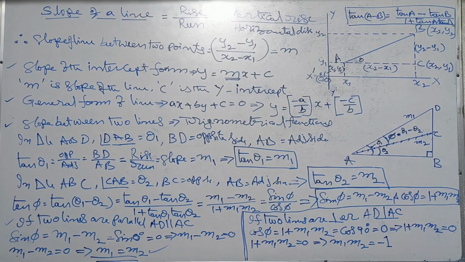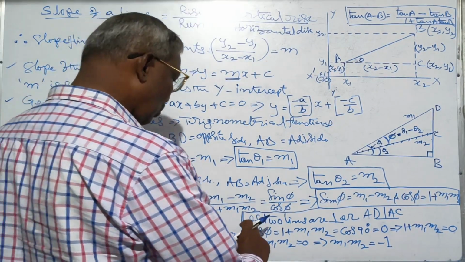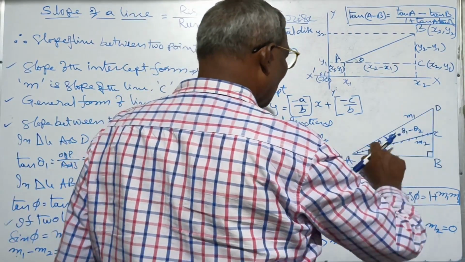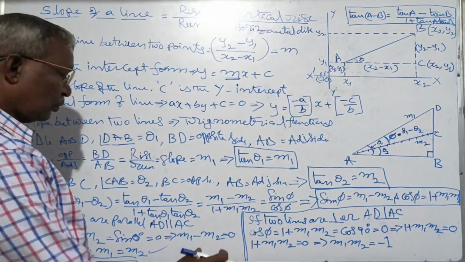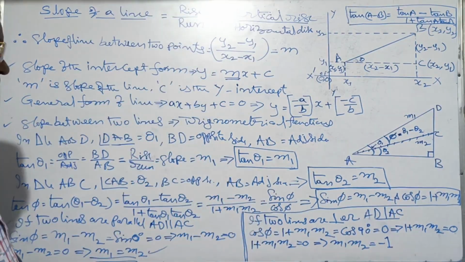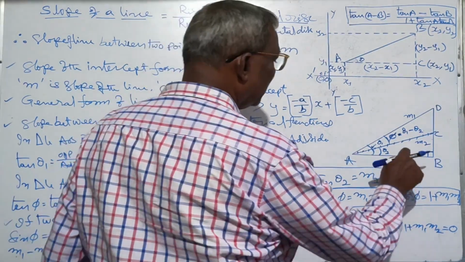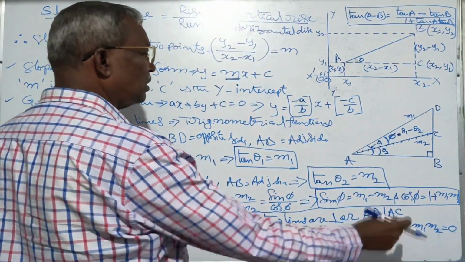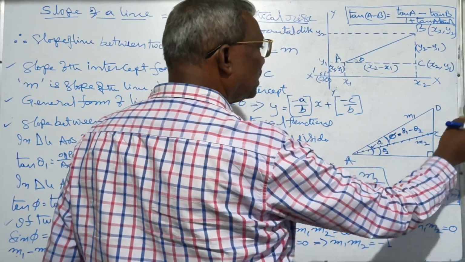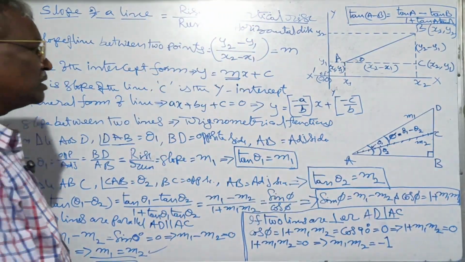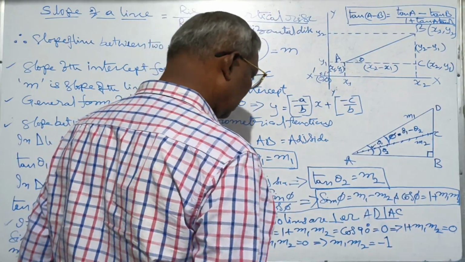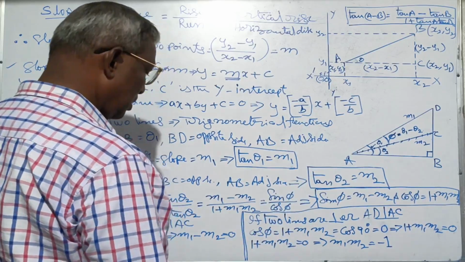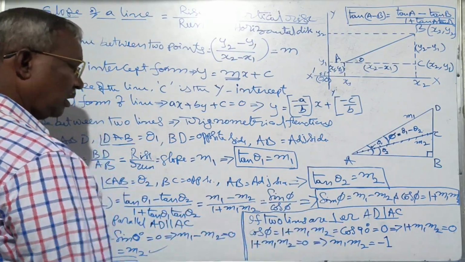This is one condition. Next comes, if two lines are perpendicular, that is AD is perpendicular to AC, the difference of angle will become 90 degrees. This difference of angle, theta 1 minus theta 2, will become 90 degrees. That means phi will become 90 degrees. So cos phi is equal to 1 plus m1 m2.